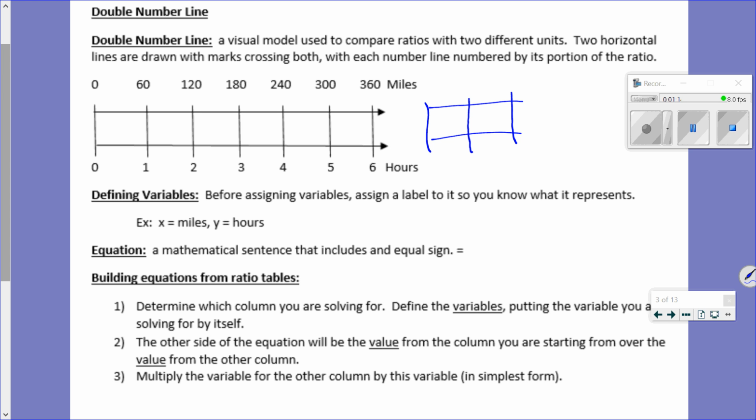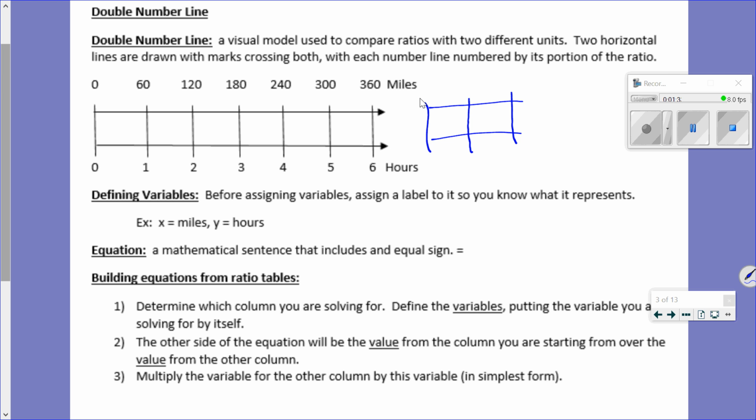The key advantage to this, guys, is that a ratio table only gives you those intervals that are solid. The double number line is going to help you visualize intervals that are in between what the ratio table gave you. Okay? We'll see that as we do our problems today.